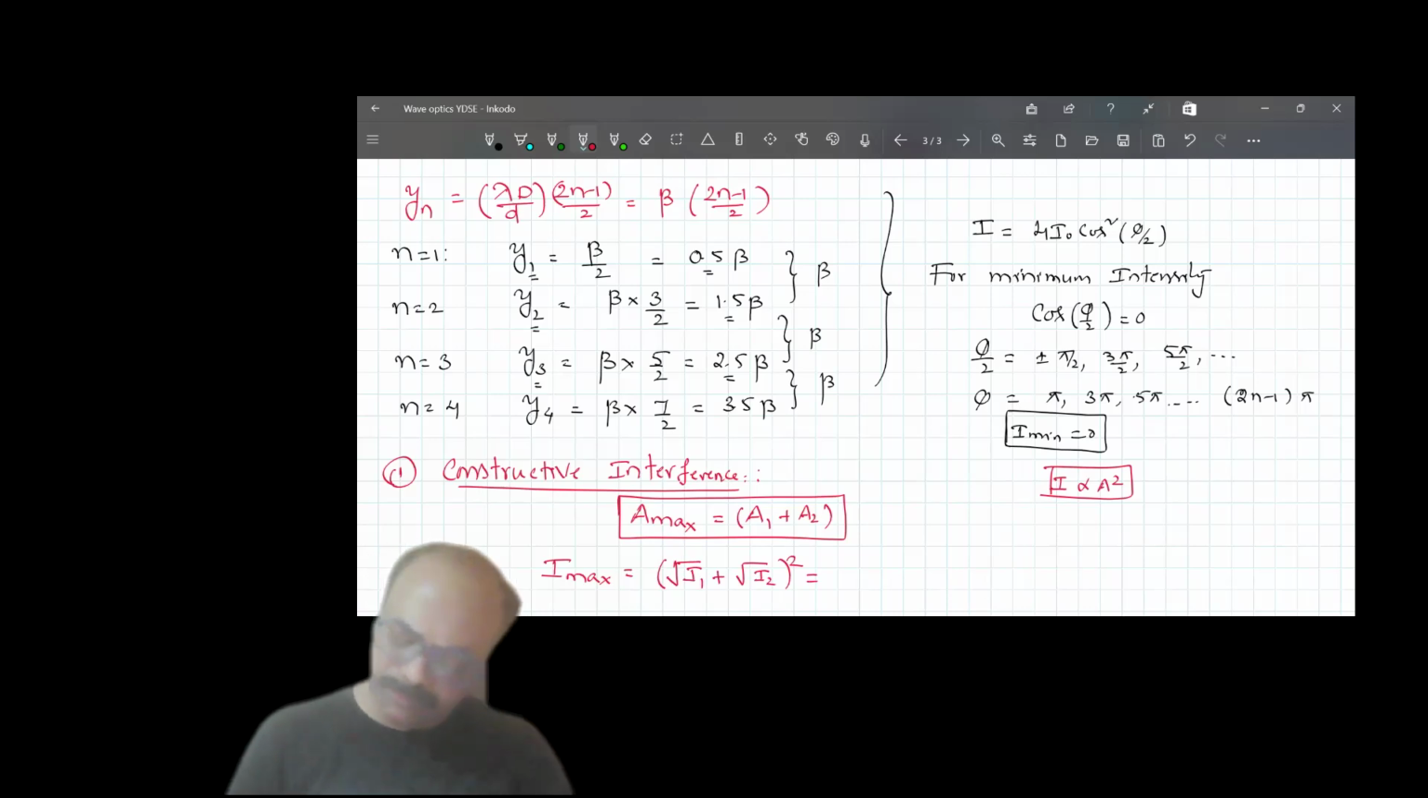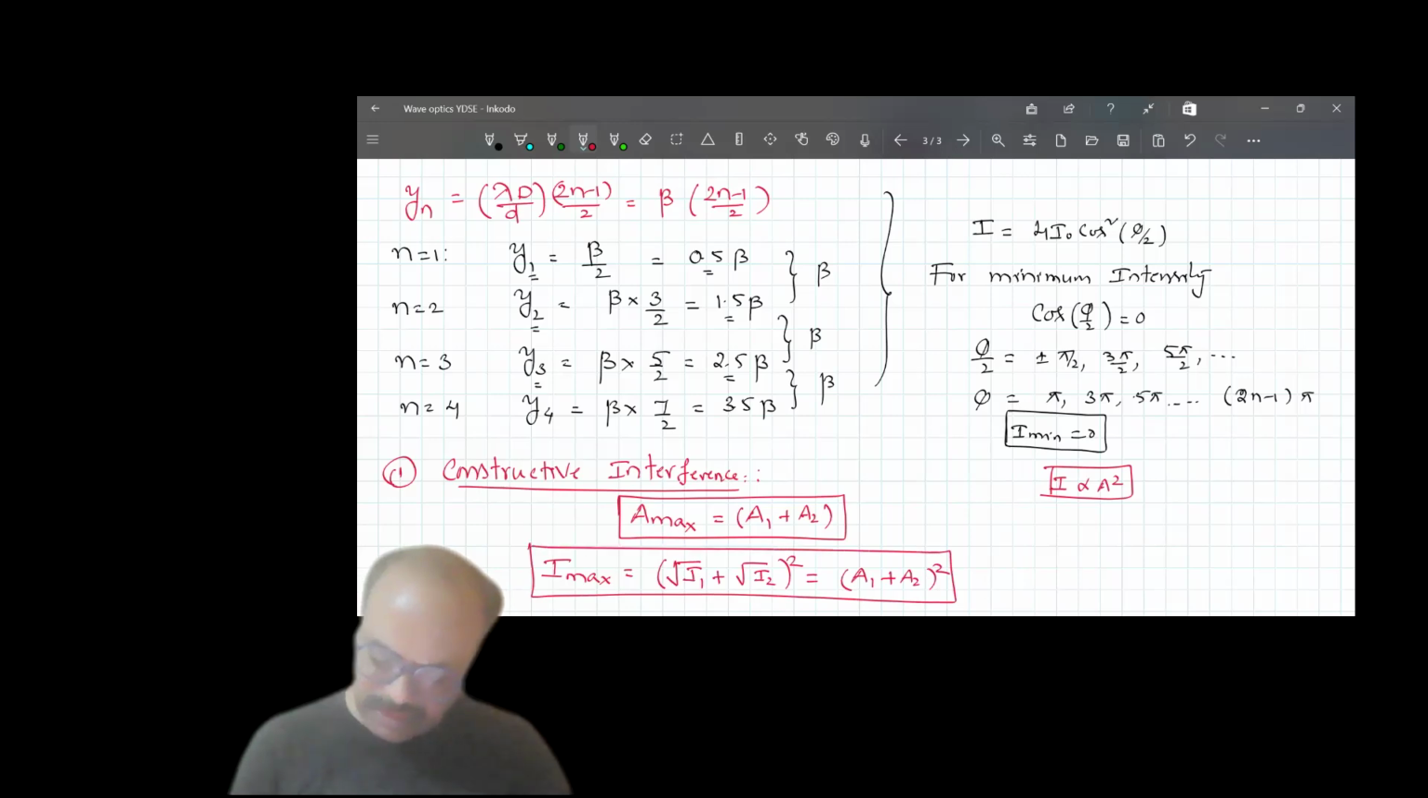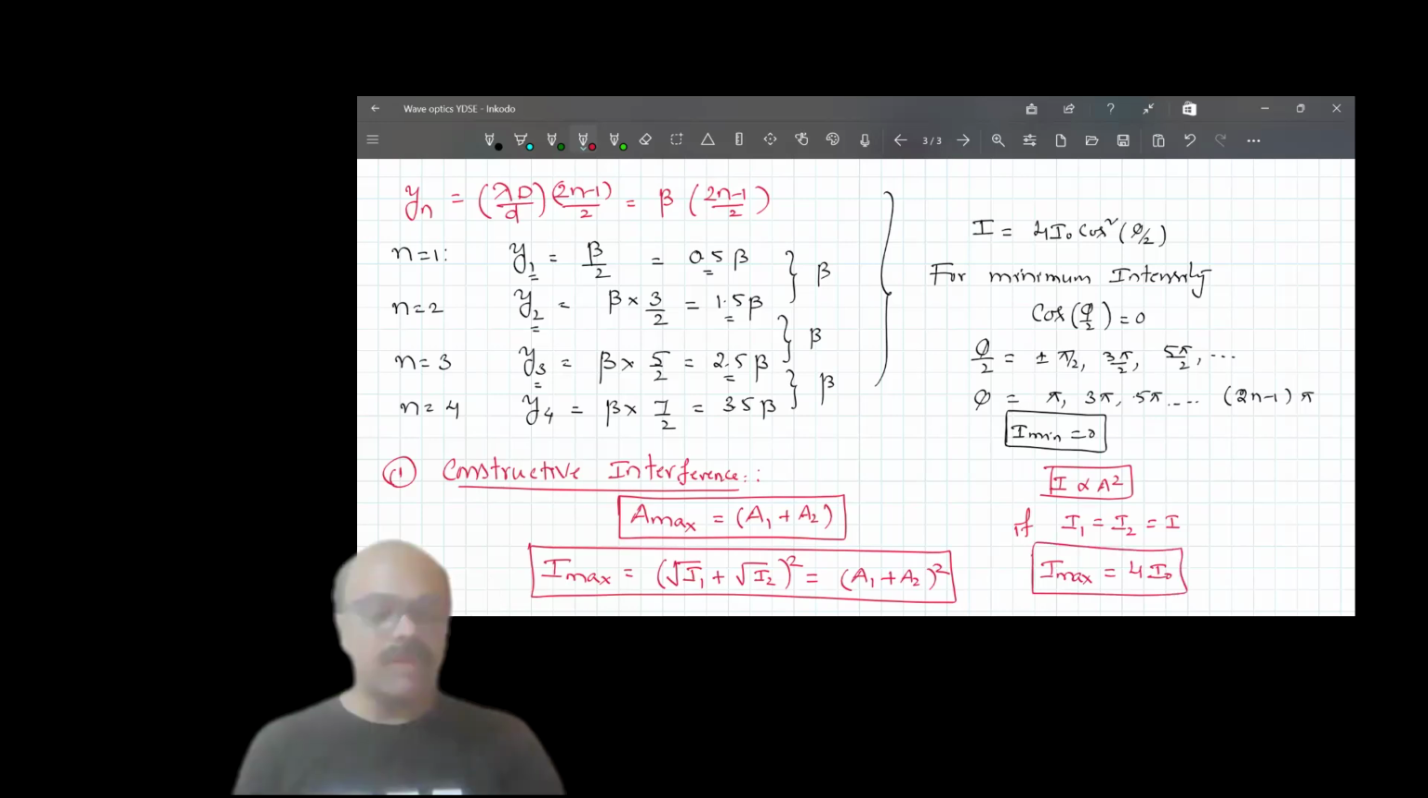That equals A1 plus A2 whole square. So this is the formula if they ask maximum intensities. And if in the problem they mention both are the same intensity, I1 equals I2 equals I naught, then the maximum intensity we can write: I max is equal to 4 times I naught.